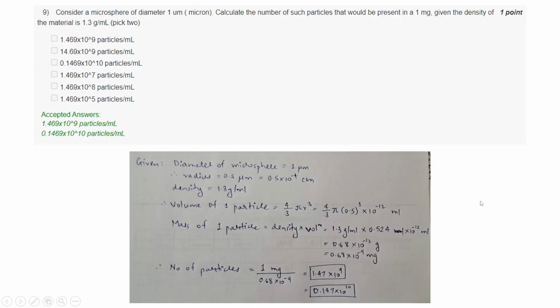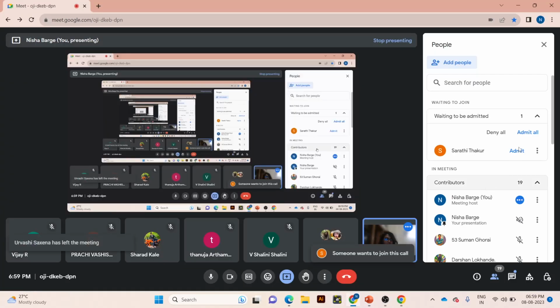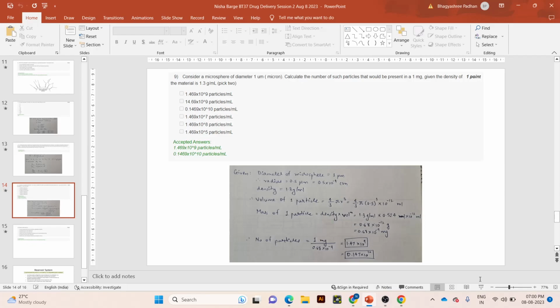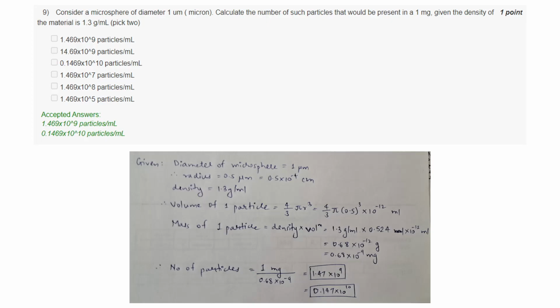Is the solution clear? If you guys have any doubts, you can ask. Anybody has any questions on this? If not, we'll move on towards the next question.